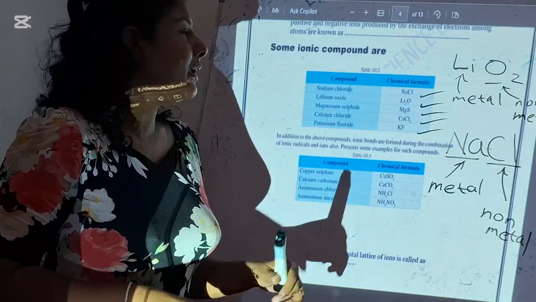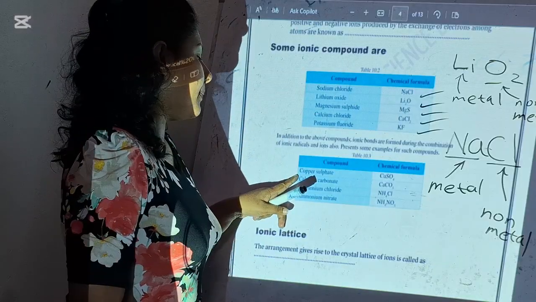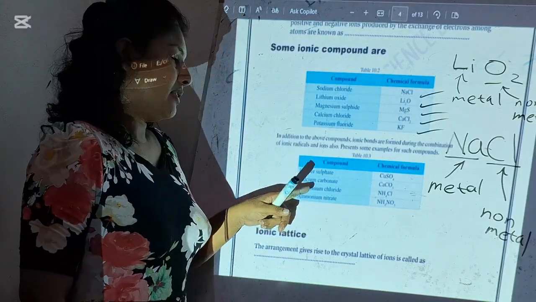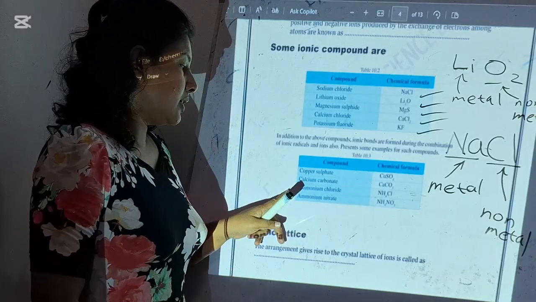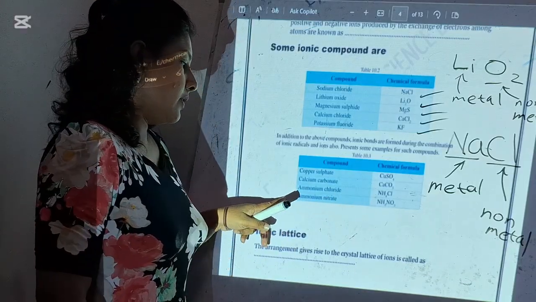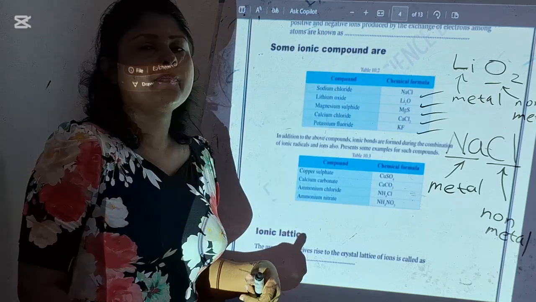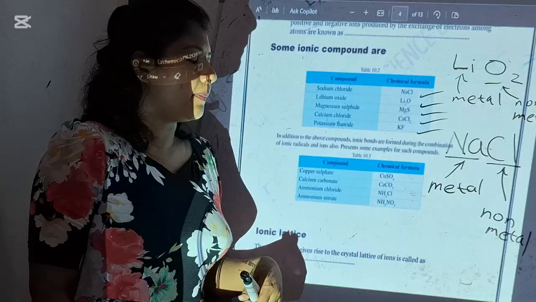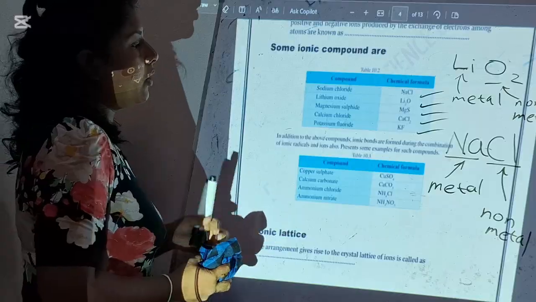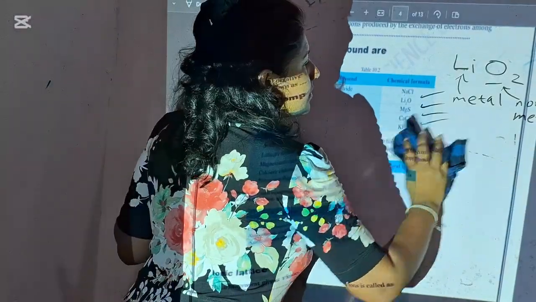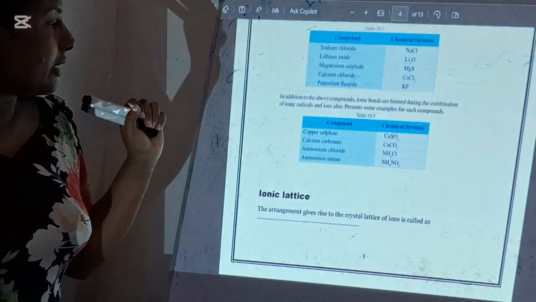ඒ විදිහට තමයි අපි මතක තියාගන්න. Examples: copper sulfate. තව examples තියෙනවා. Copper sulfate, calcium carbonate, ammonium chloride, ammonium nitrate. මේ වගේ examples තියෙනවා. These are the examples of ionic compounds. Now we know what the answers are. Shall we move to the next one?